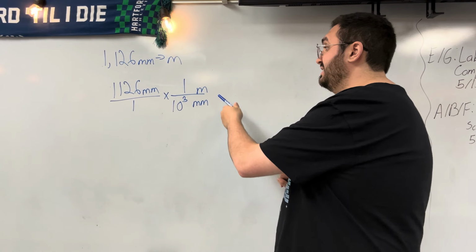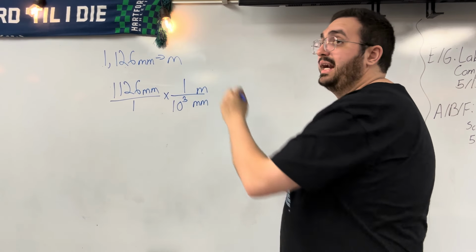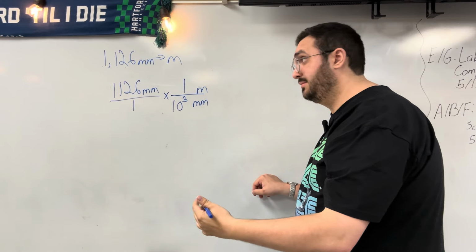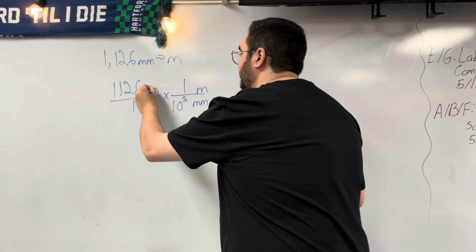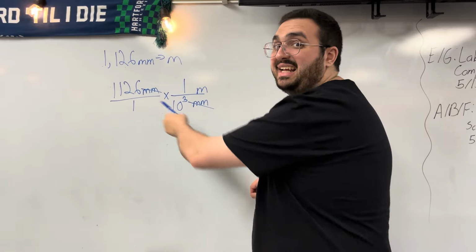At this point, I check to see if I'm in the unit I want to be in. I'm in meters. I want to be in meters. I know that I've set up my problem correctly. So I can cancel out anything that appears on both sides. So millimeters appears on both sides. They cancel out.